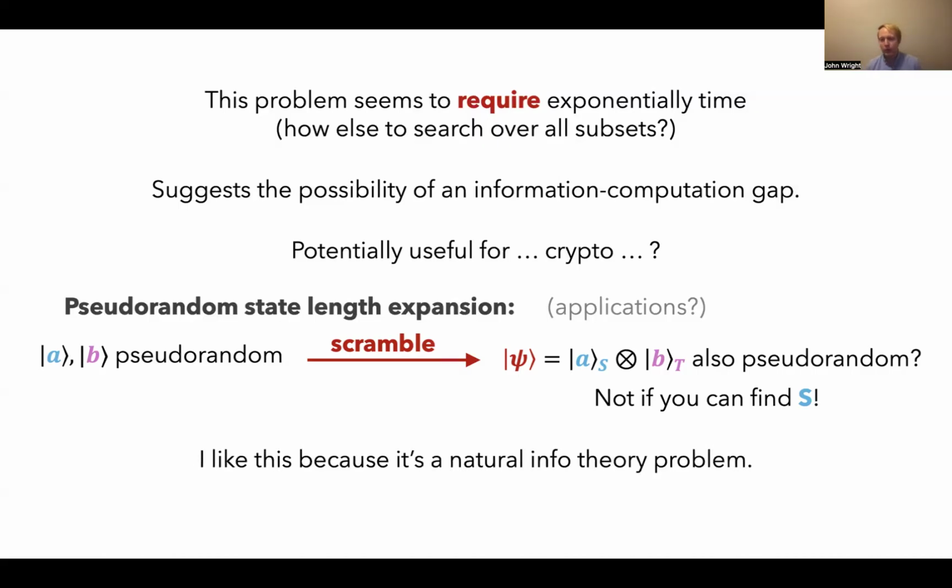Now, I personally like this question just because it's a very natural information theory question in quantum computing. I think it's just very, very clean, and yeah, I like it.